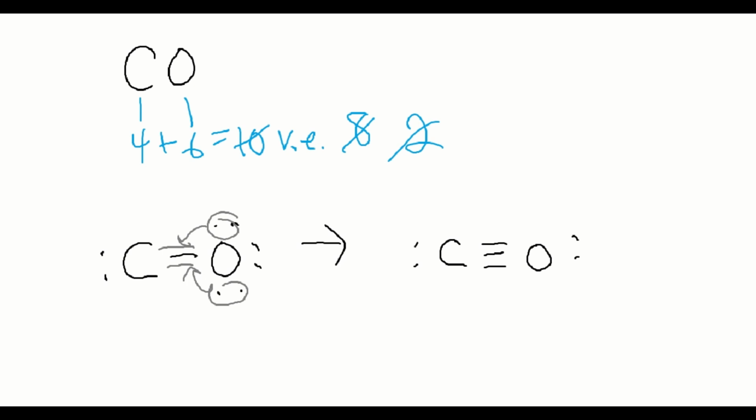And so one of these bonds is a coordinate covalent bond, because oxygen came in with 6, carbon came in with 4 valence electrons. So one of these 3 bonds, arbitrarily you can pick, was made using 2 electrons from one atom, in this case the oxygen atom. So we call that a coordinate covalent bond.